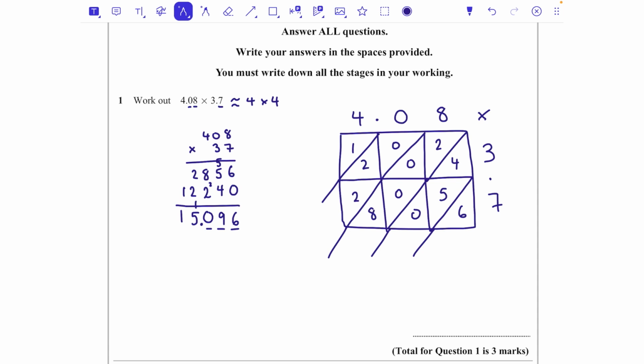Now it is worth saying, if you got a number less than 10, let's say you were doing 3 times 3, you would write that by putting 0, 9, for example, in the boxes. But we didn't have any numbers less than 10 there. And then all you do is add down each diagonal section like this.